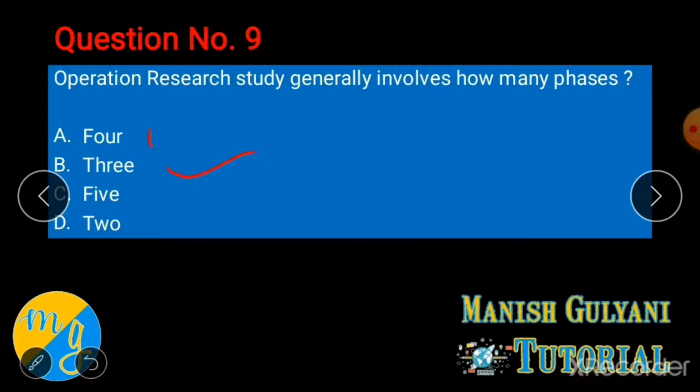Last is the action phase. Action phase simply means whatever answer you obtain through your research phase, you have to implement that answer in real life. So that is the action phase. So in OR there are mainly three phases: judgment, research, and action. So the correct answer is 3. So option B is your correct answer.